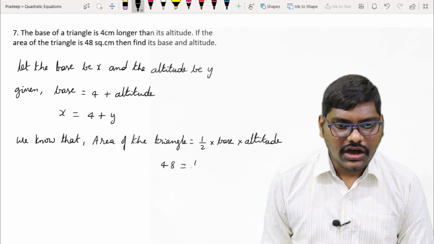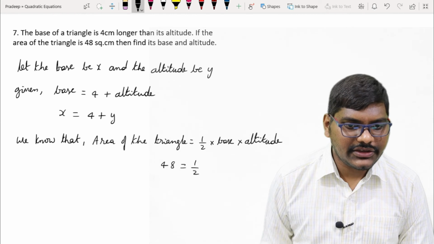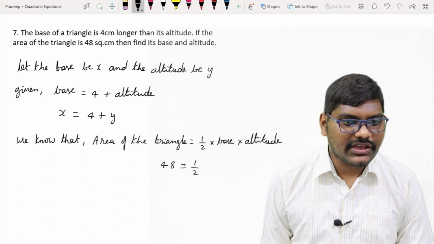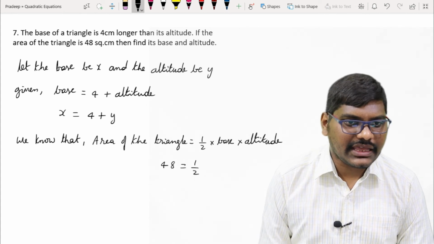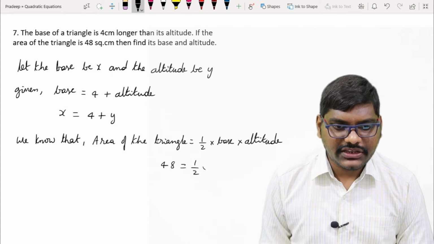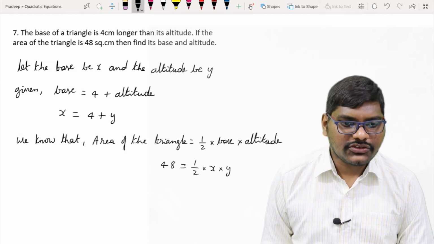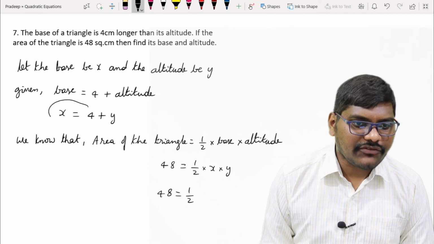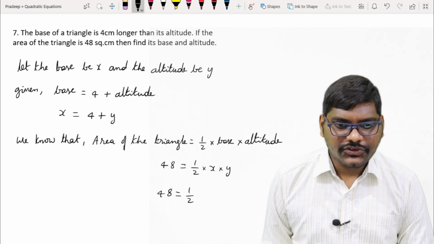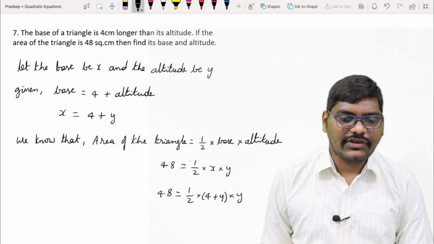48 equal to half into the base. I'll just write the base is x, which we have taken here initially. The altitude we have taken as y, so I just wrote it as y. So now we'll try to submit the values. 48 equal to half into, in the place of x I can write 4 plus y, and this is y again remained, so I'll just write y over here.